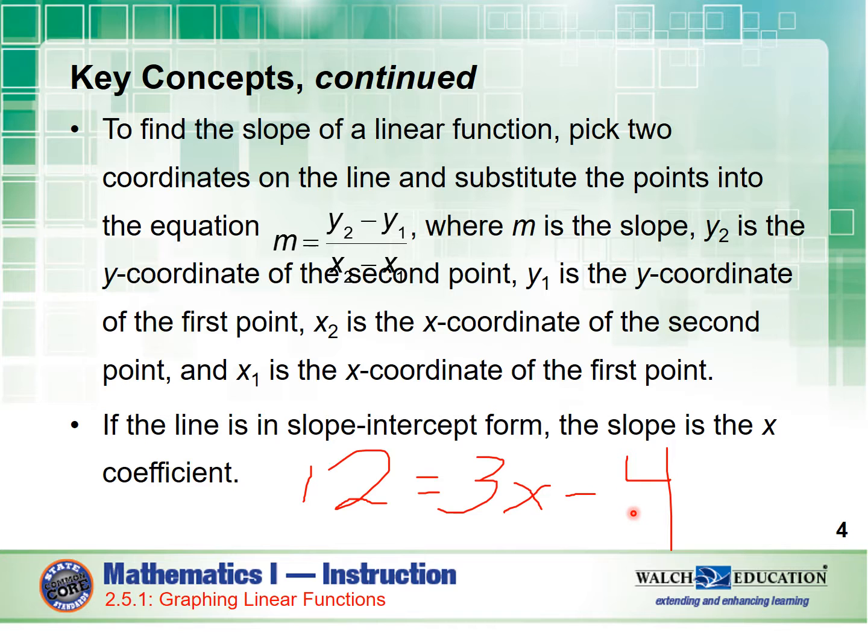So it says if the line is in slope-intercept form, the slope is the x-coefficient. Remember, a coefficient is the number that comes before the variable. There's only one coefficient in this whole problem, and that is the number 3. The number 3 is your slope. It's the thing that comes before your x. And then when you're identifying the y-intercept, you have got to make sure that you include the sign that comes before the number. So the y-intercept in this problem is not 4, but negative 4.